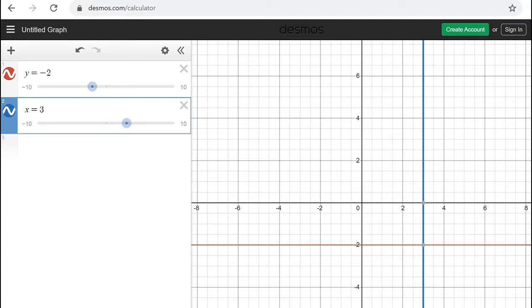Both vertical and horizontal lines are going to be important in Chapter 2. In Section 2.4, we learn how vertical asymptotes relate to limits and continuity. And in Section 2.7, we use limits to calculate horizontal asymptotes of graphs. Please go on to the next video where we'll talk about parabolas and factoring.